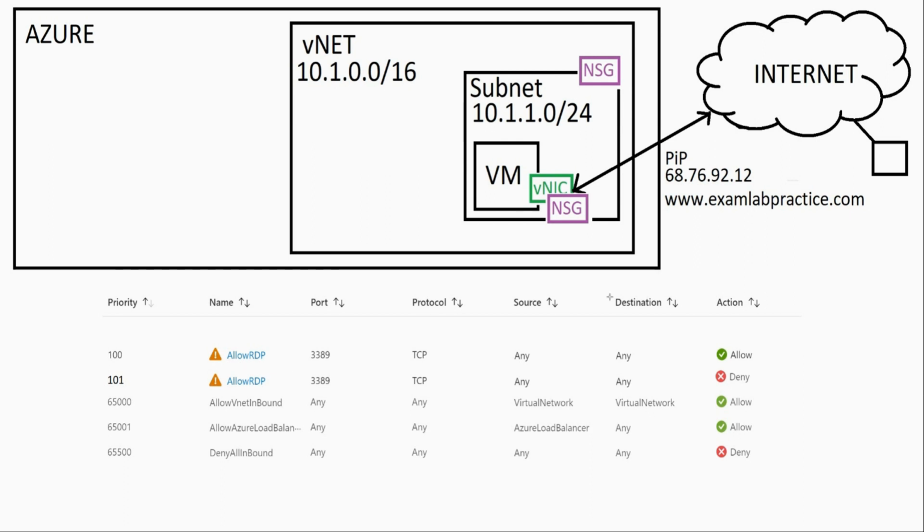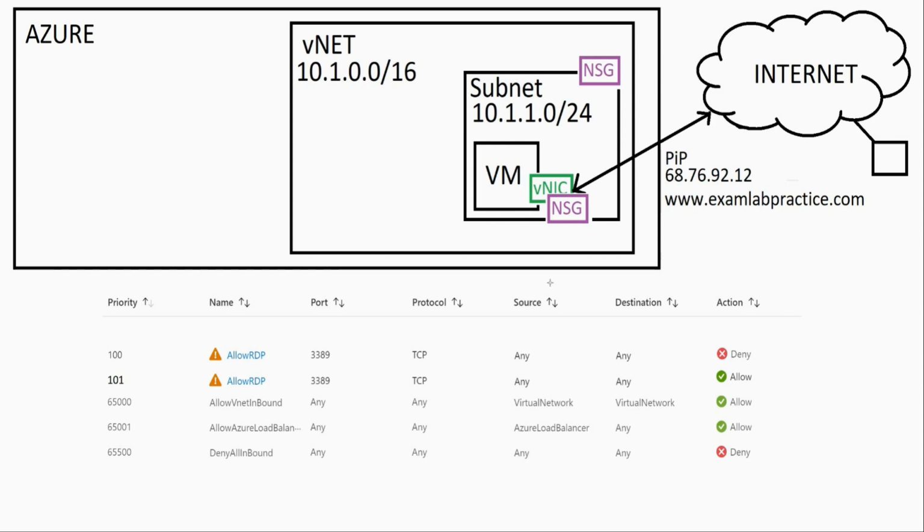Now, on the flip side, if you flipped these two, so let's move this right here, and then let's move this down, and so now the top one is deny, now we got a problem. You're never allowing RDP at that point. You will never get to this.